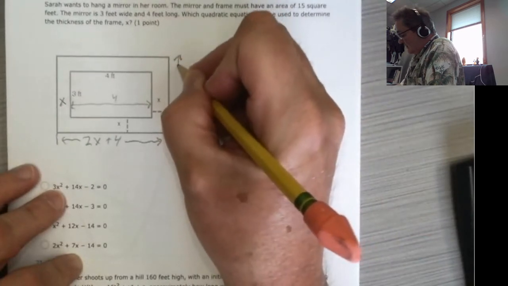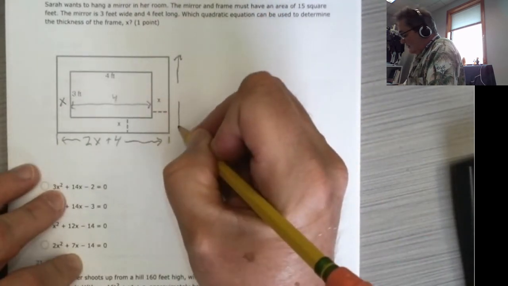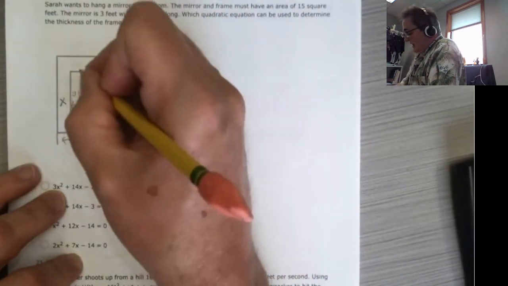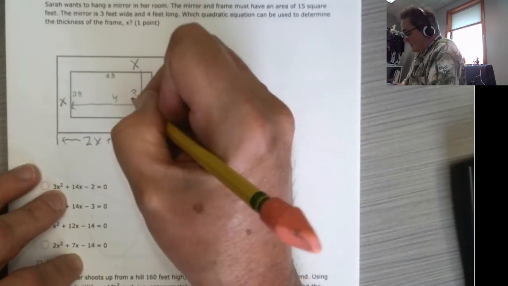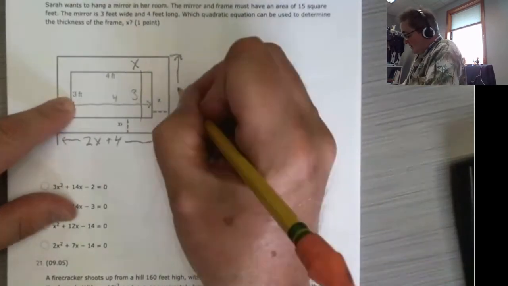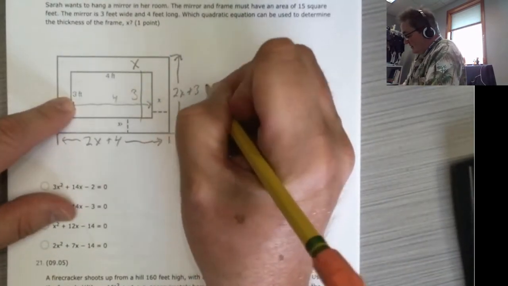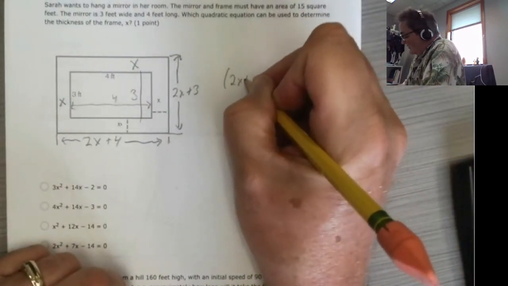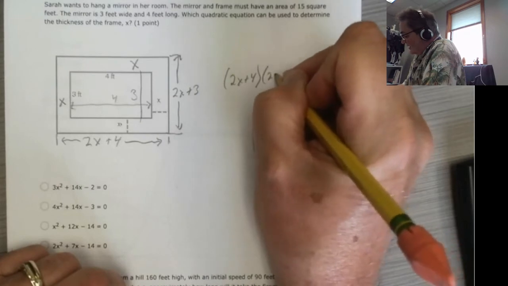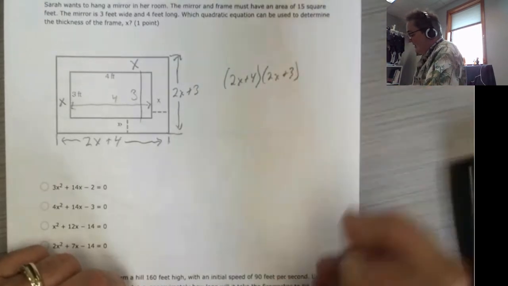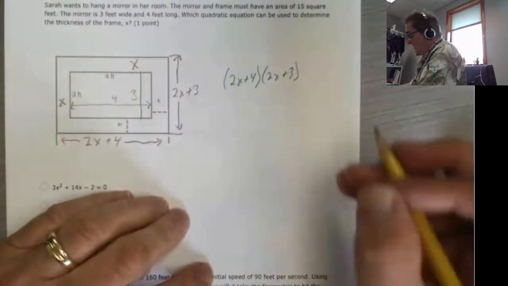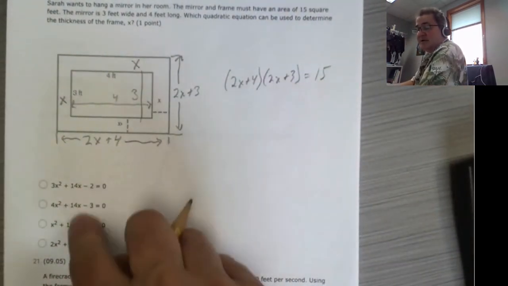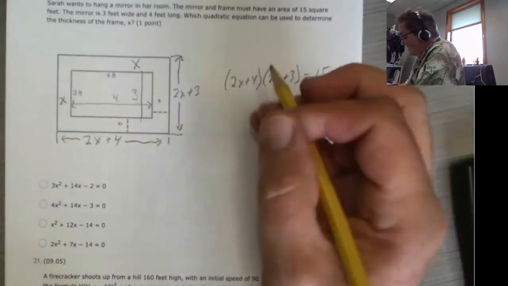And so the width of this frame from here to here would be x, and then up and down, this is 3, as it tells us right over here. So this is 2x plus 3. So we know if we multiply length times width, 2x plus 4 times 2x plus 3, that'll give us the area, and we want the area to be 15. And we're trying to see which one of these equations this will be. So let's multiply this out.